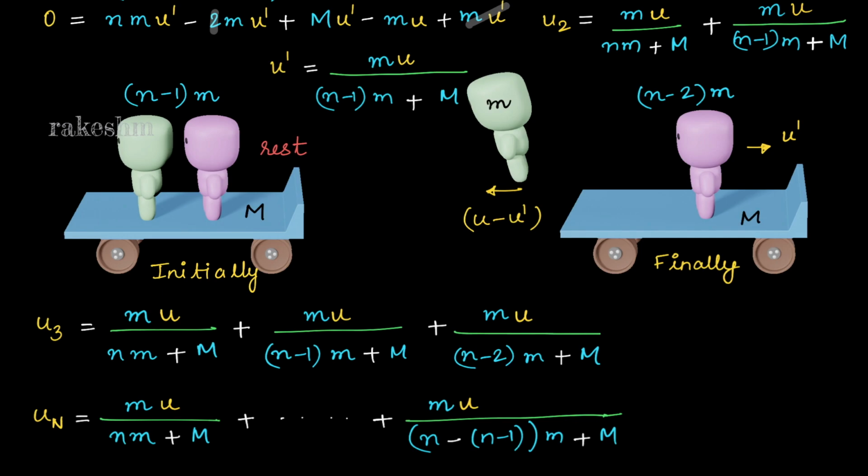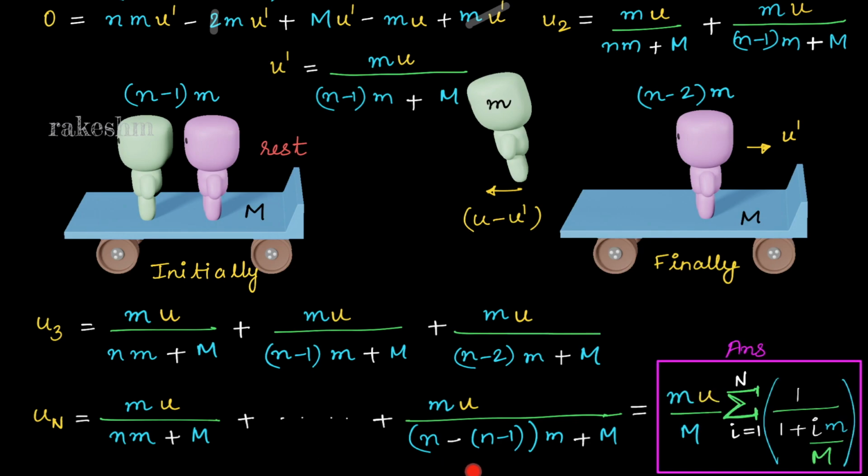So first term is n minus 0 into m. Second one is n minus 1 into m. The third term is n minus 2 into m. So we can say the nth term will be n minus (n minus 1) into m. So this will be the nth term. So we can write this un as mu by capital M into summation i equals 1 to capital N, 1 divided by 1 plus im by capital M.